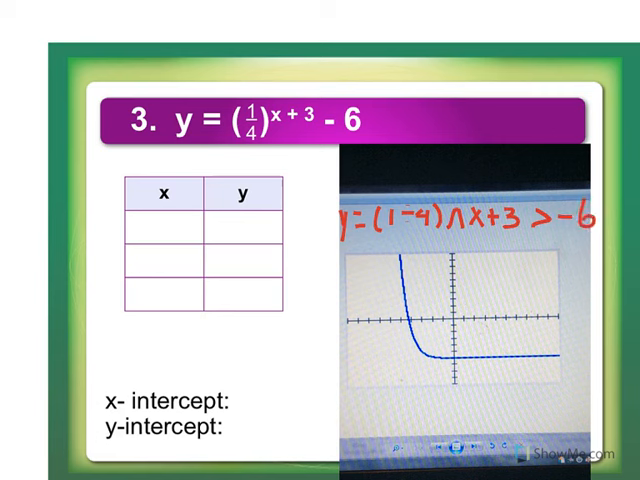If you're able to type that in, you should get a graph that looks like this. The x-intercept is just to the left of -4, and the y-intercept is at -6. So we can see that the y-intercept is at -6. The x-intercept looks like it's at about -4.2-ish.